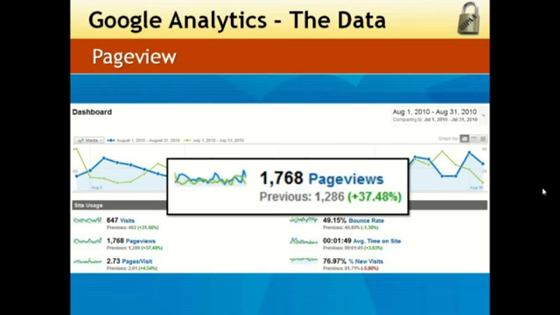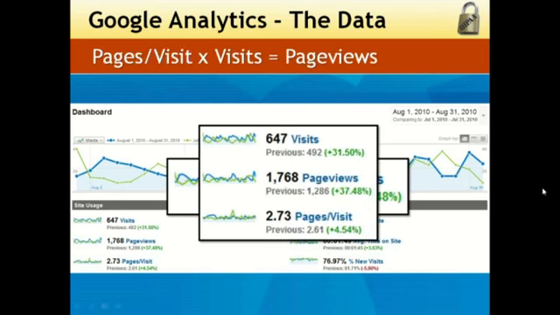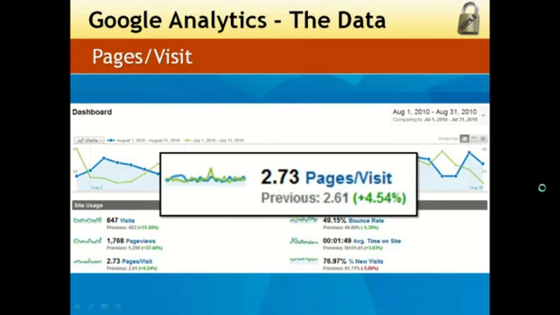The next metric, page views. Now this number represents the number of web pages that all your visitors looked at. This number is simply a multiplication of the average number of pages per visit and the number of visits to your website. So really our focus should be on the number of pages per visit. This represents the average number of pages that a visitor looks at when they come to your site. We'll talk about how to segment this traffic in the next part of the series, but for now, this number gives us an indication of the quality of the visitors to your website.